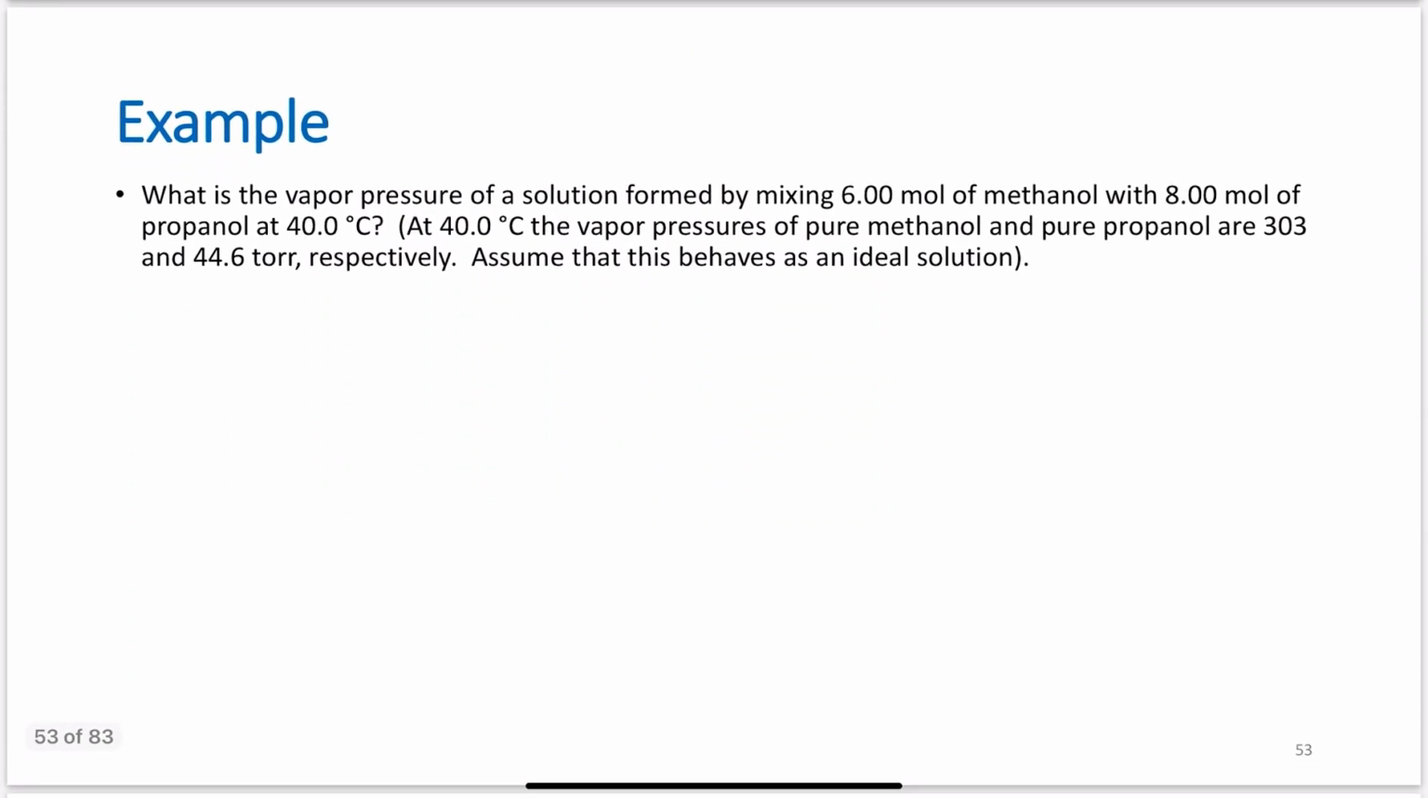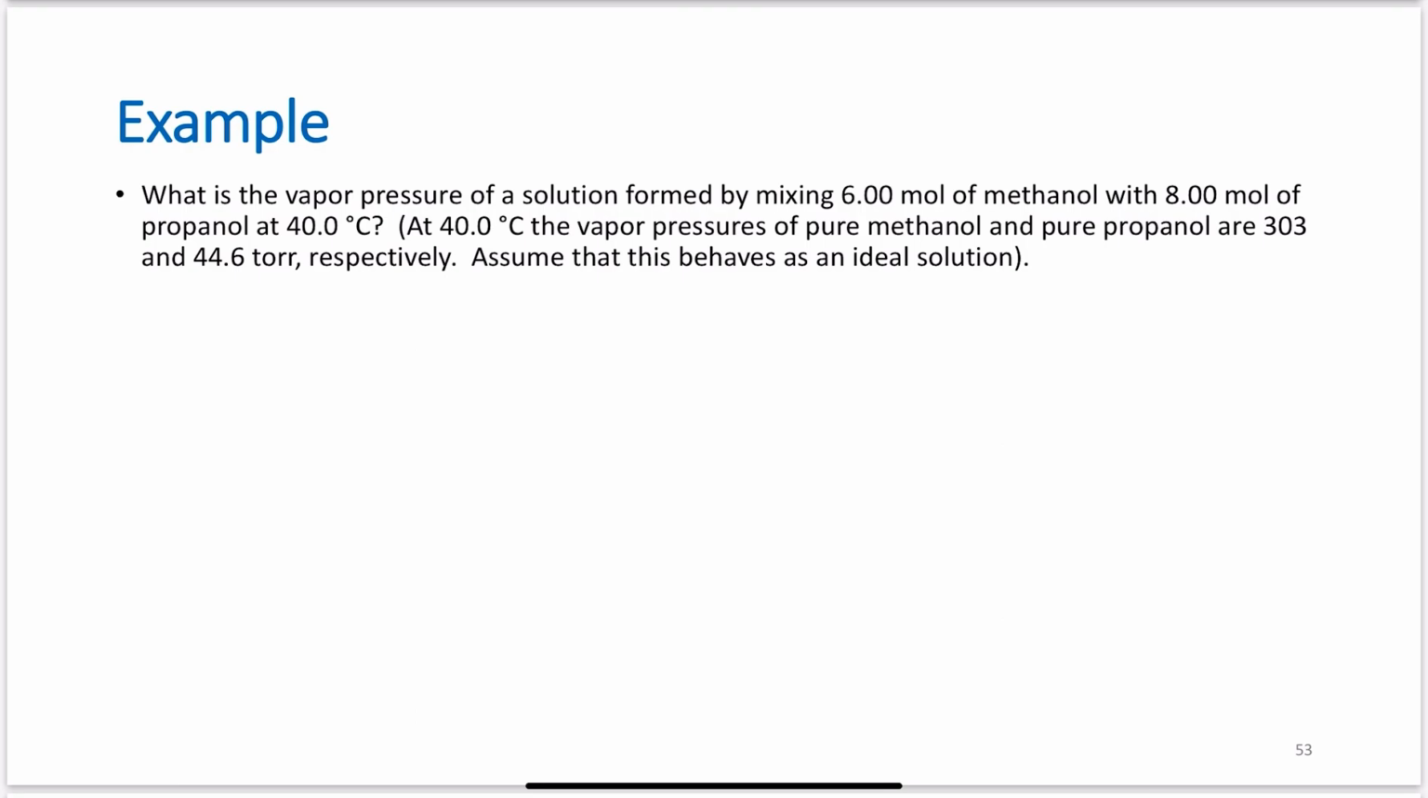Let's work an example, though, or a couple examples on how I actually calculate this. So first, what is the vapor pressure of a solution that's formed by mixing 6 moles of methanol with 8 moles of propanol at 40 degrees C? At 40 degrees C, the vapor pressures of pure methanol and pure propanol are 303 and 44.6 torr respectively. Assume that this behaves as an ideal solution.